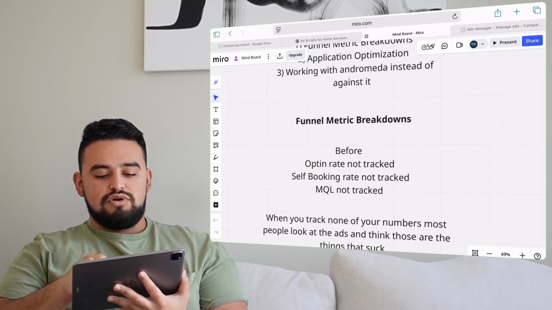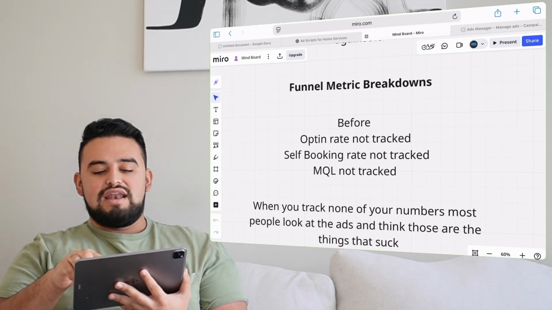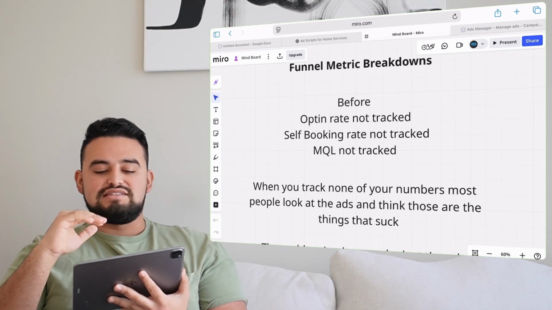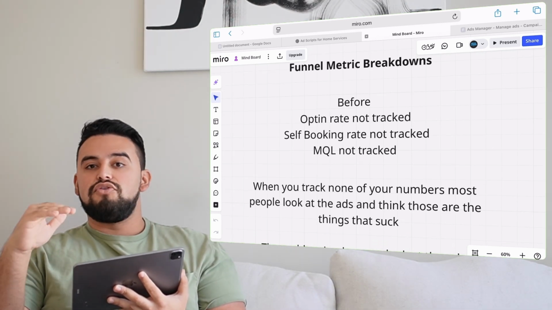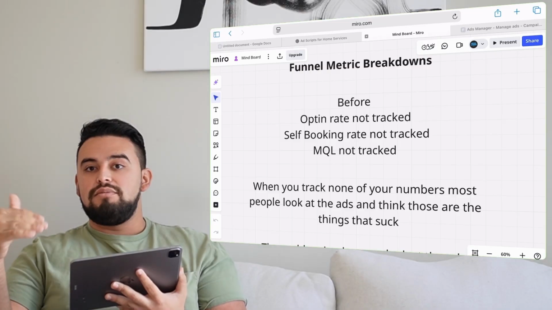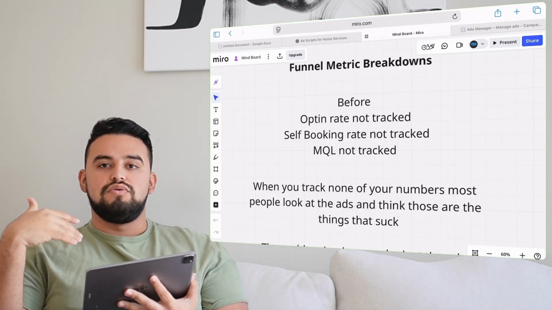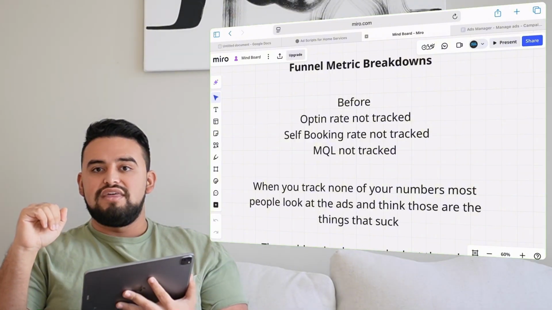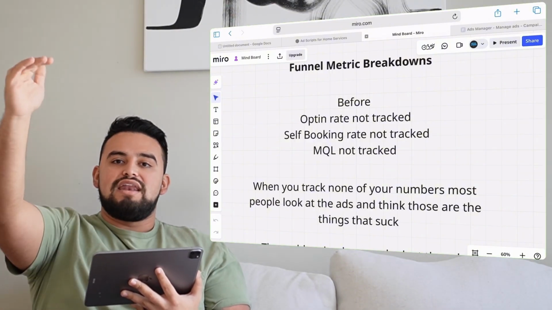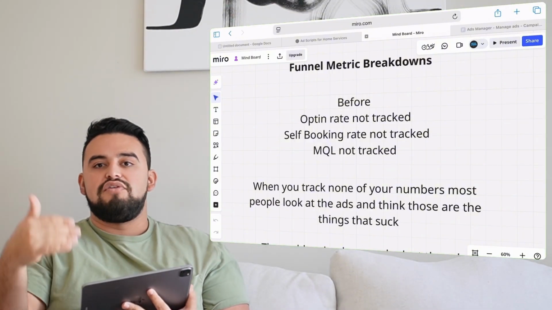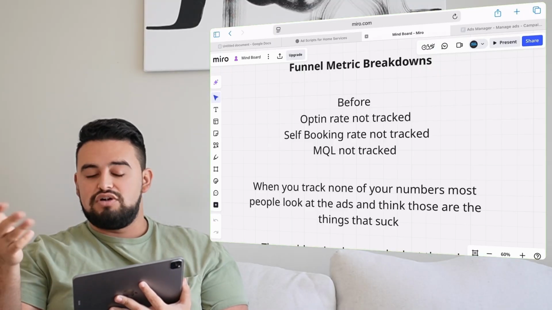So before I started working with this customer, they had an opt-in rate that wasn't tracked. They had a self-booking rate that wasn't tracked, and they didn't know their cost per MQL. MQL means marketing qualified lead. This is like if you run an application and you only take people who, for example, make at least $10,000 per month, everyone above that would be marketing qualified. Anyone below that would not be marketing qualified. You need to know that number, not just your cost per lead.